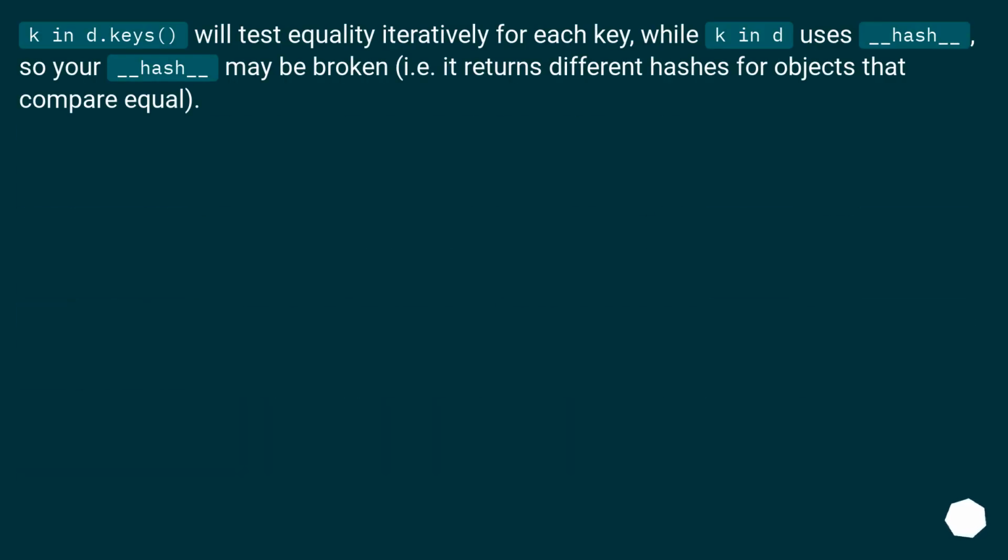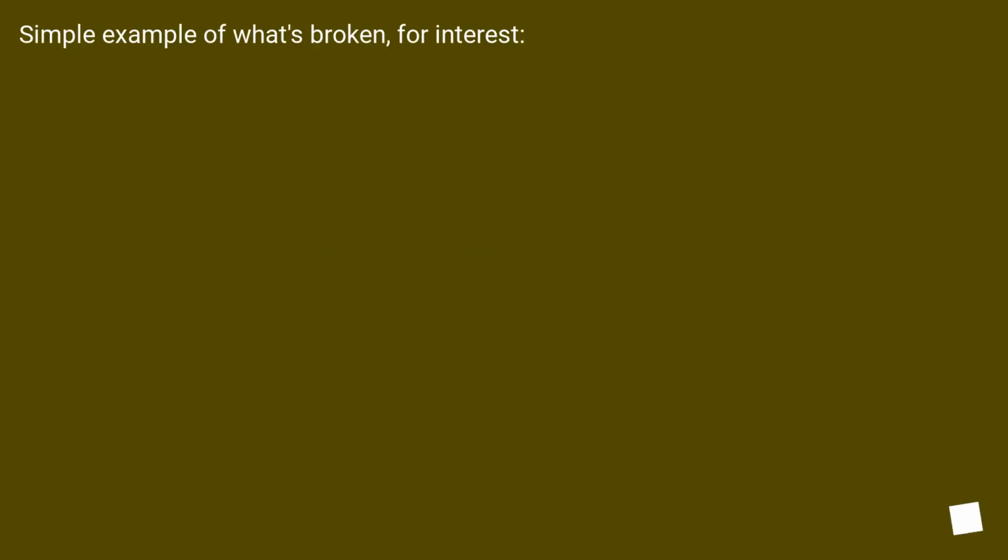"k and d.keys" will test equality iteratively for each key, while "k and d" uses __hash__, so your __hash__ may be broken, i.e. it returns different hashes for objects that compare equal. Simple example of what's broken, for interest.